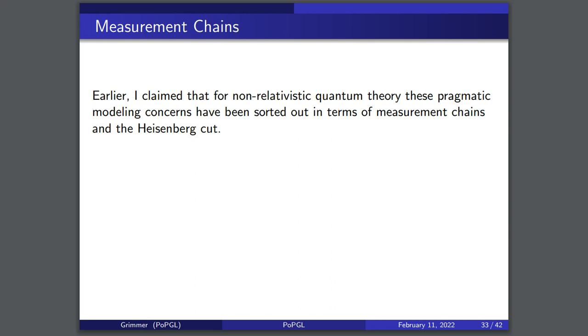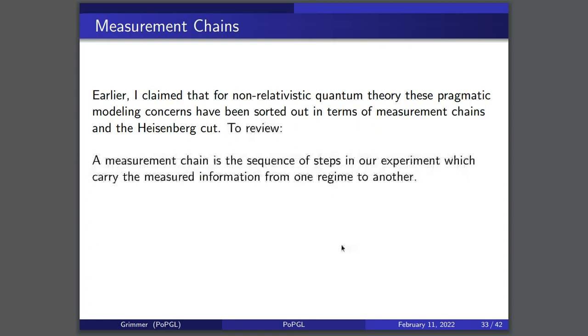So earlier I claimed that for non-relativistic quantum theory, these pragmatic modeling concerns I'm talking about have all been sorted out in terms of measurement chains and the Heisenberg cut. Unfortunately, I don't have time to really argue that they've provided an effective solution there, but I'd like to see how that solution maps onto the relativistic context here. To review, a measurement chain is a sequence of steps in our experiment which carry measured information from one regime into another.